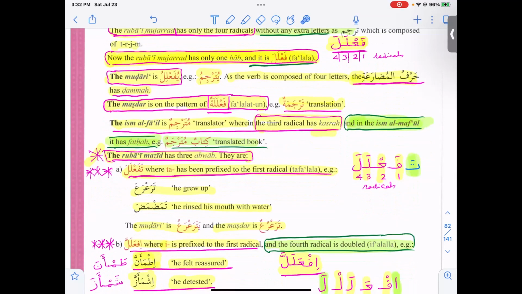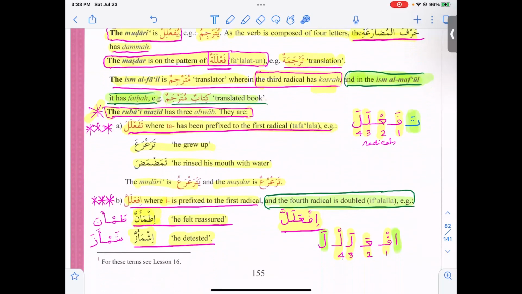The mudari' is yatara'ra'u, and the masdar is tara'ru'un. Don't worry. What is easy, you will do it. What is difficult, you will leave aside for the time being. But write once, at least you should write. Now, this is the second form.